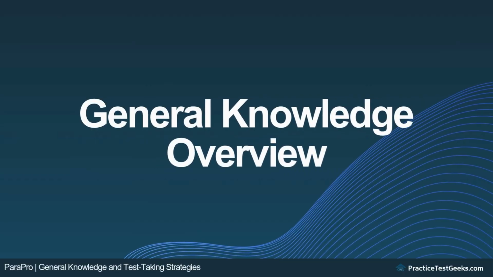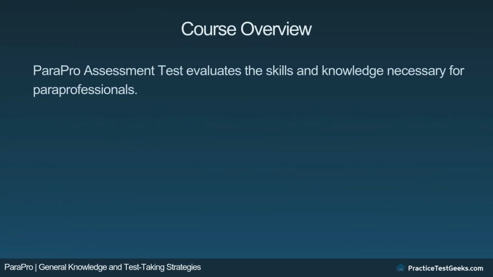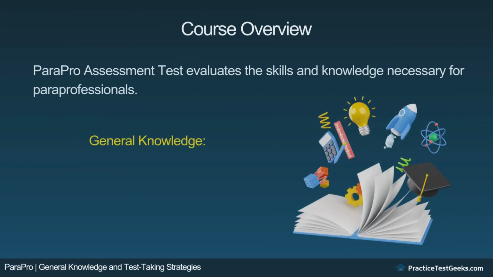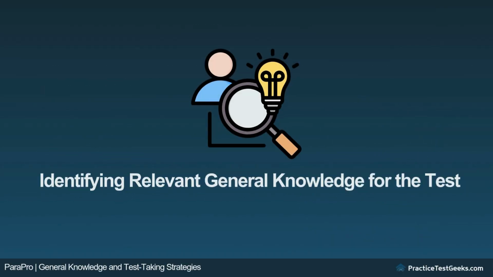General Knowledge Overview. The ParaPro assessment test evaluates the skills and knowledge necessary for paraprofessionals to assist effectively in the classroom. The General Knowledge section of the test assesses your understanding of basic concepts related to education and instructional support. This lesson focuses on helping you identify the relevant general knowledge areas you need to review for the test and gain a deeper understanding of educational and instructional topics. Identifying relevant general knowledge for the test.